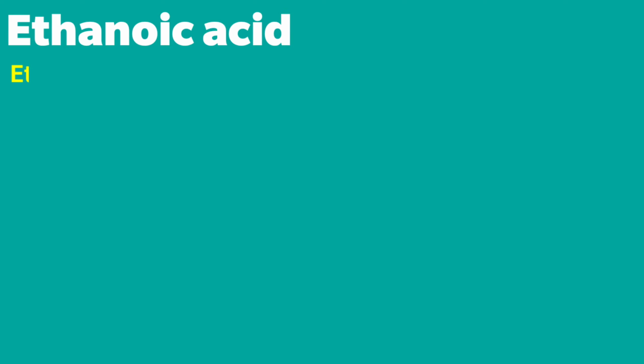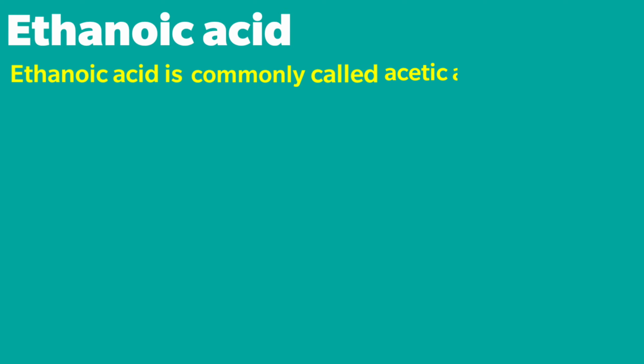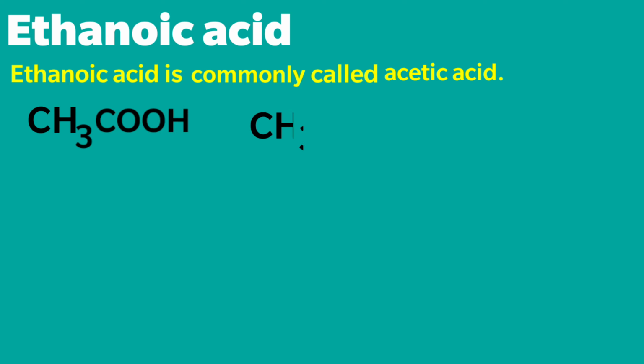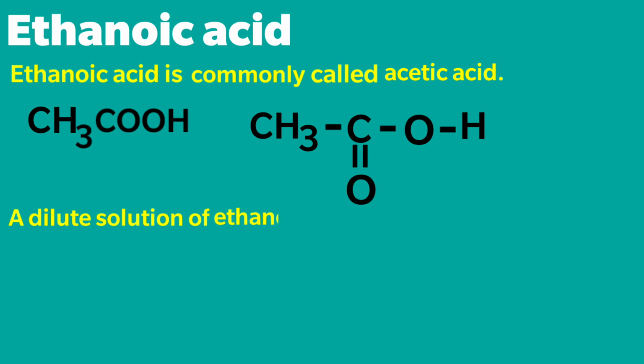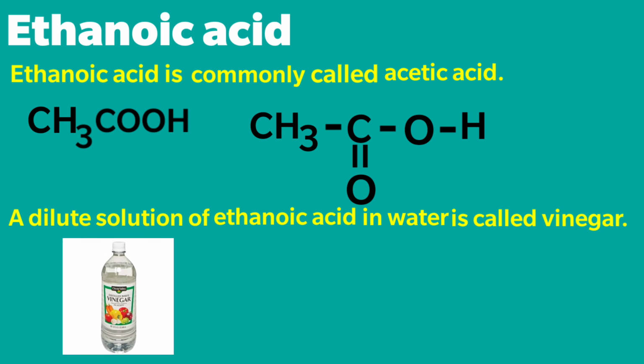Ethanoic acid. Ethanoic acid is commonly called acetic acid, and the formula of ethanoic acid is CH3COOH. We can also write CH3C double bond OOH. And a dilute solution of ethanoic acid in water is called vinegar. We all know the name of vinegar. Vinegar is used as a food preservative.